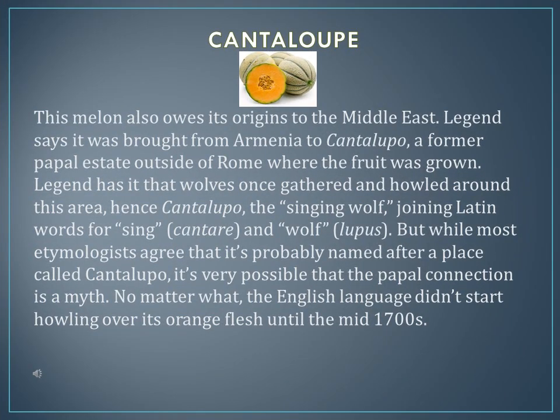Cantaloupe. This melon also owes its origins to the Middle East. Legend says it was brought from Armenia to Cantalupo, a former papal estate outside of Rome where the fruit was grown. Legend has it that wolves once gathered and howled around this area, hence Cantaloupe, the singing wolf, joining Latin words for saying, canter, and wolf, lupus. But while most etymologists agree that it's probably named after a place called Cantalupo, it's very possible that the papal connection is a myth. No matter what, the English language didn't start howling over its orange flesh until the mid-1700s.